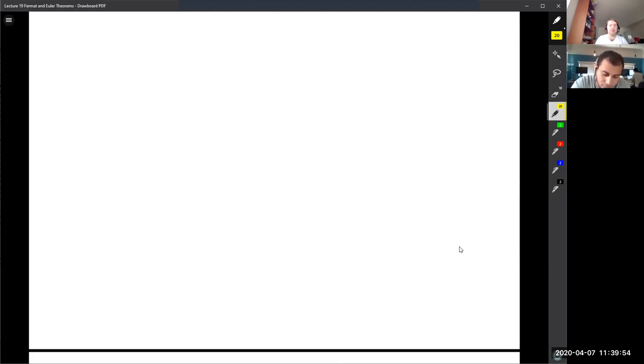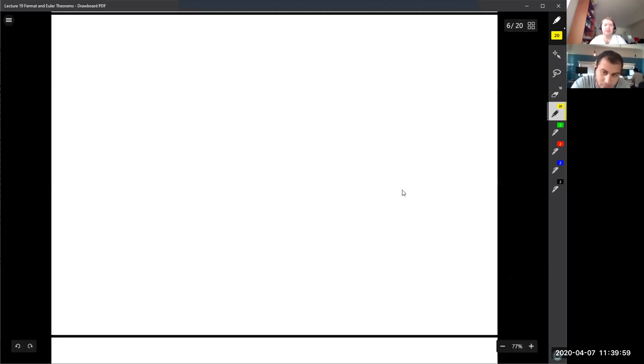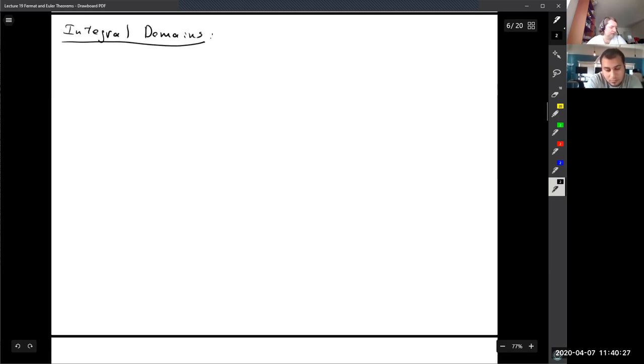We talked a lot about zero divisors. We mentioned that for rings with no zero divisors we have better intuition, and that motivates the following definition of integral domains. So that'll be definition 3 today.